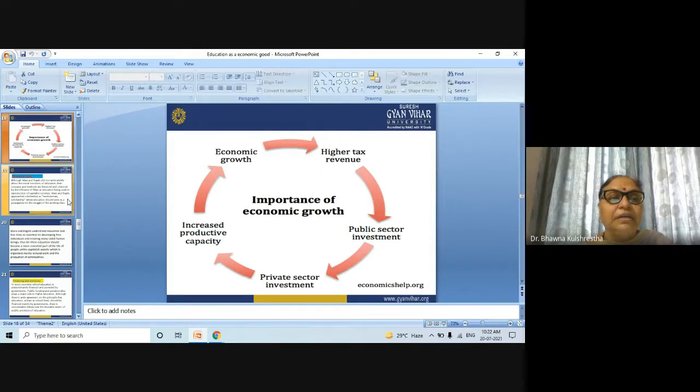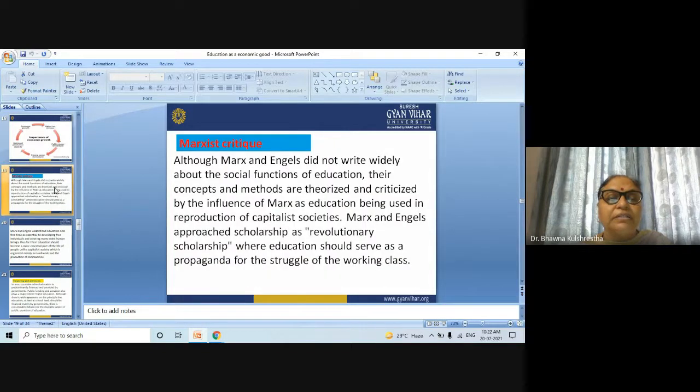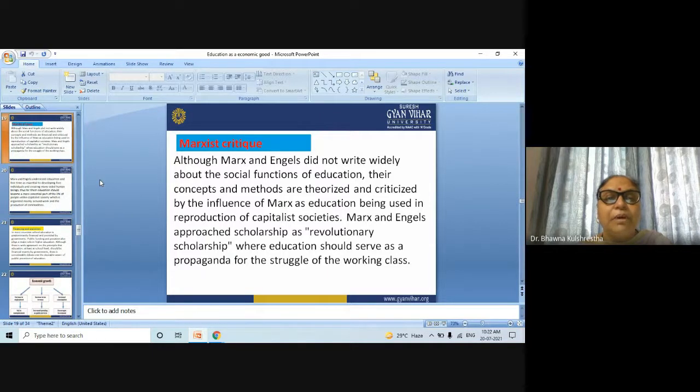And the next is Marxist critique. Although Marx and Engels did not write widely about the social functions of education, their concepts and methods are theorized and criticized by the influence of Marx as education being used in reproduction of capitalist societies.